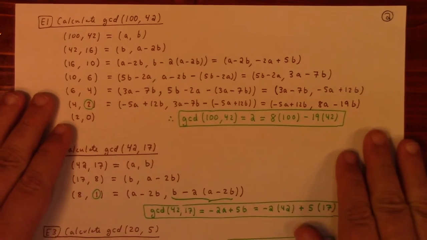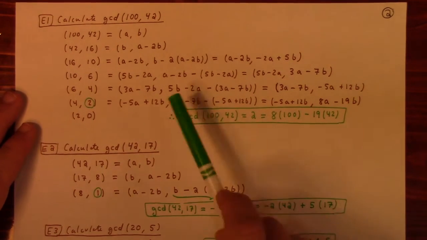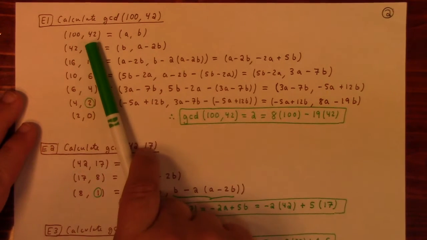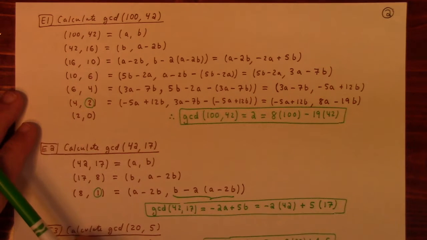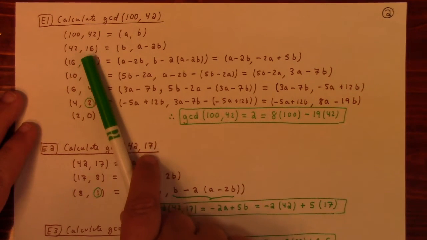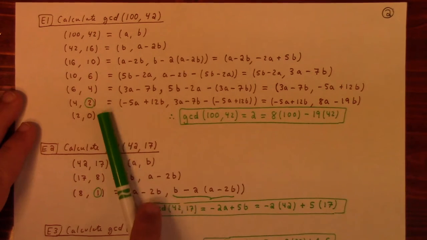So this is a new example. Example 1, GCD of 100 and 42. All right, so I start out by writing 100 is A, 42 is B. Step 1. Step 2, I bring down the B, and I write the remainder of 100 divided by 42. Well, 100 divided by 42 has a remainder of 16, right? Because 100 minus 2 times 42 is equal to 16. So I have A minus 2 times B, all right?